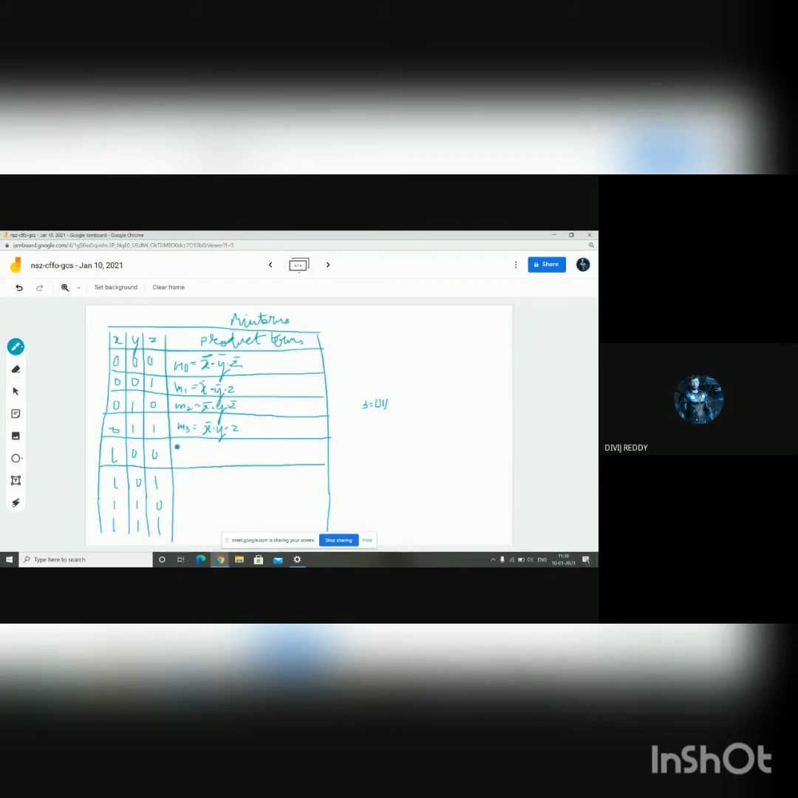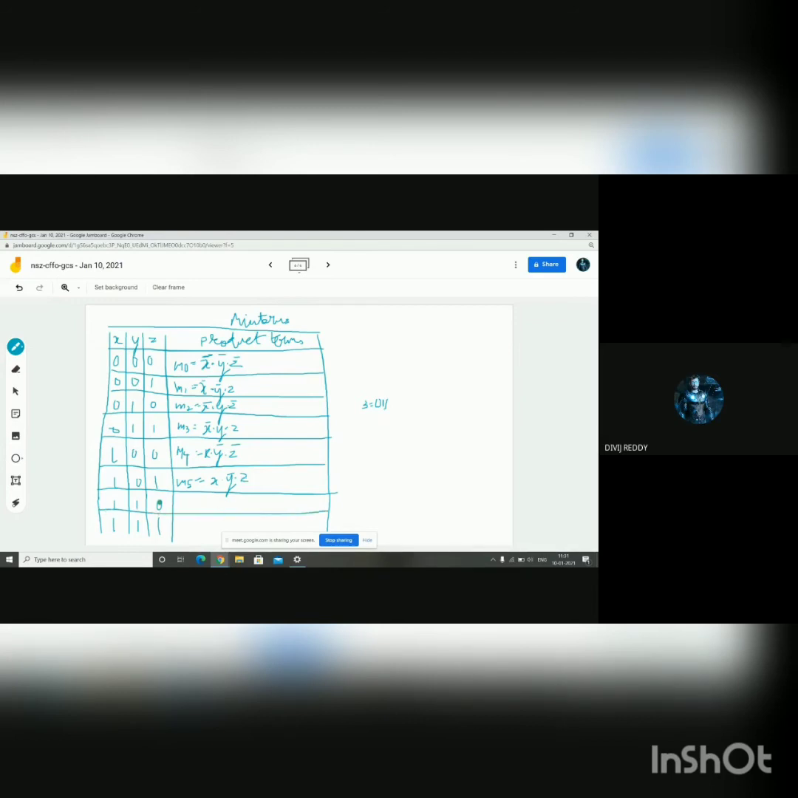Now the fourth minterm. Binary code 100 represents 4. So the fourth minterm is, we have x as 1, so we take x as it is. We have y 0, so y complement. We have z 0, so z complement. Next, 101 represents 5. So the fifth minterm is, we have x as 1, so x as it is, into y as 0, so y complement, into z as 1, so z.